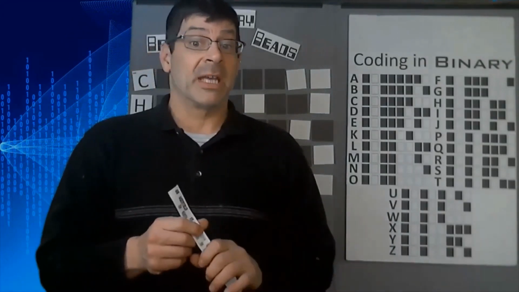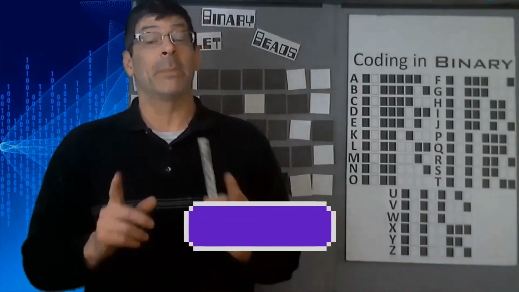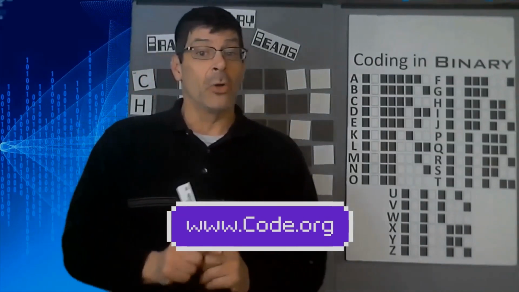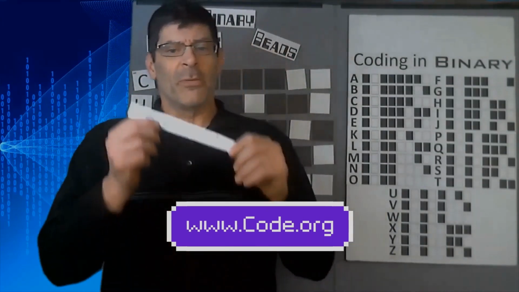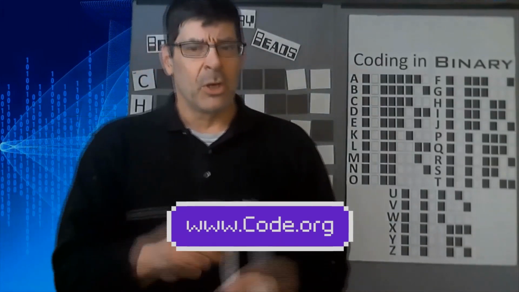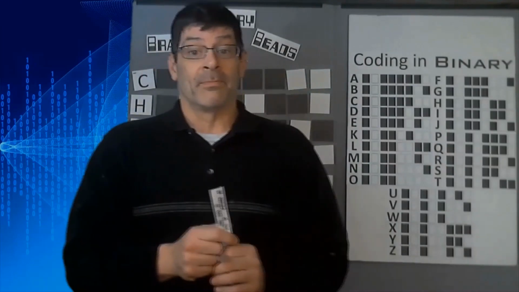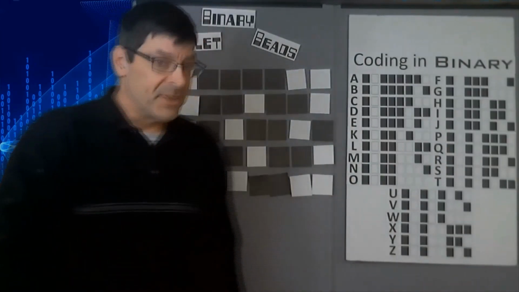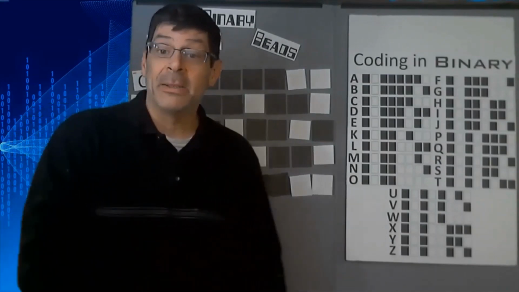To find the binary alphabet, you can go online at www.code.org, where you'll find the alphabet, more information on the binary bracelet, coding games and resources to help you have fun while learning coding.